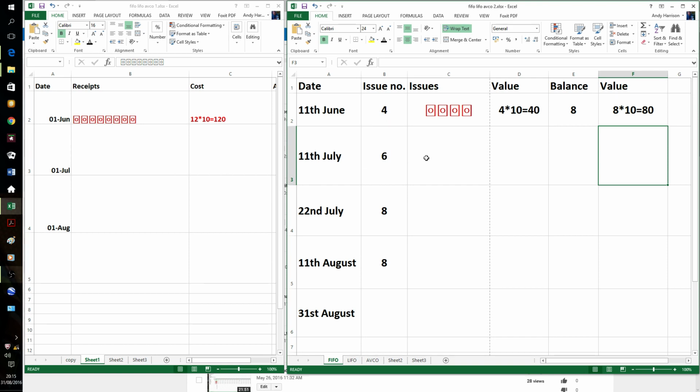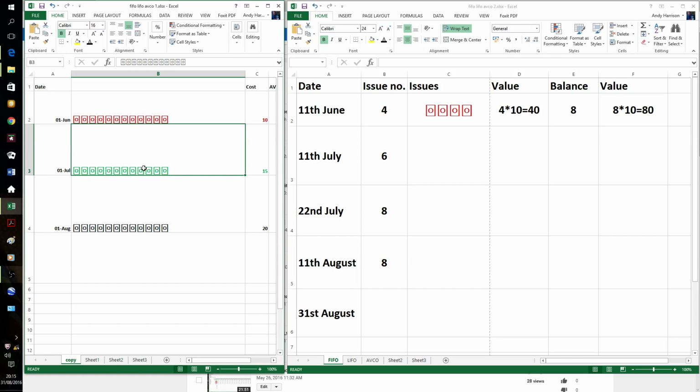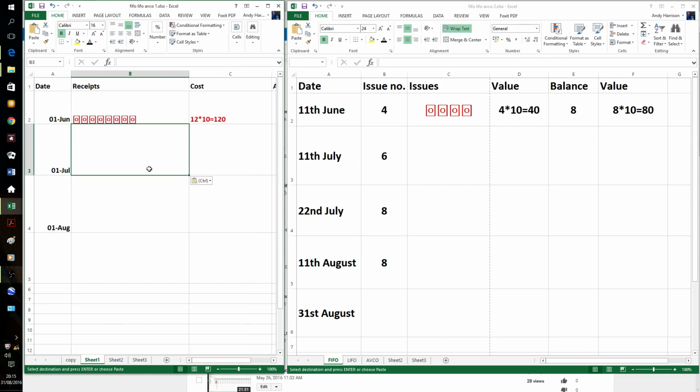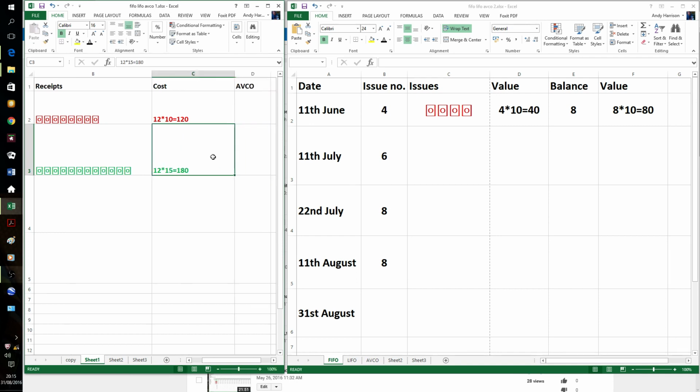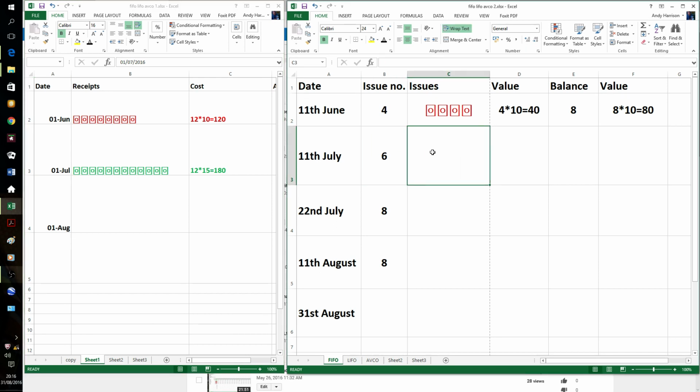So by the time we've gone to the 11th of July, we've got an alternative. We've actually had a second delivery coming in, and they're the same items. I've just coloured them for ease. So this time the 12 are costing us £15. So they're costing us £180 total. So when we get to the 11th of July, we'd have a choice of which batches to do, but we're going to do the oldest ones.